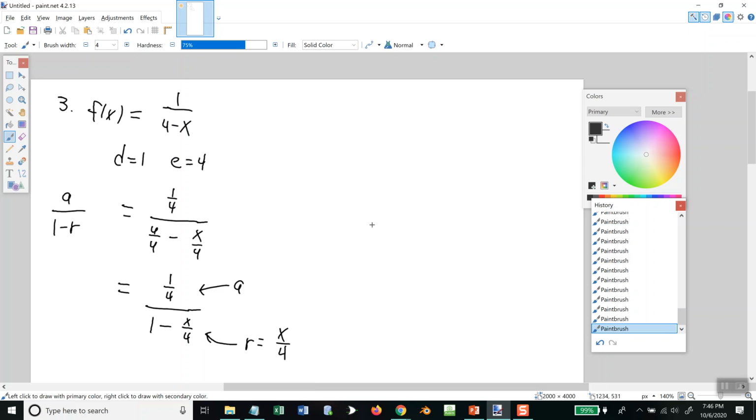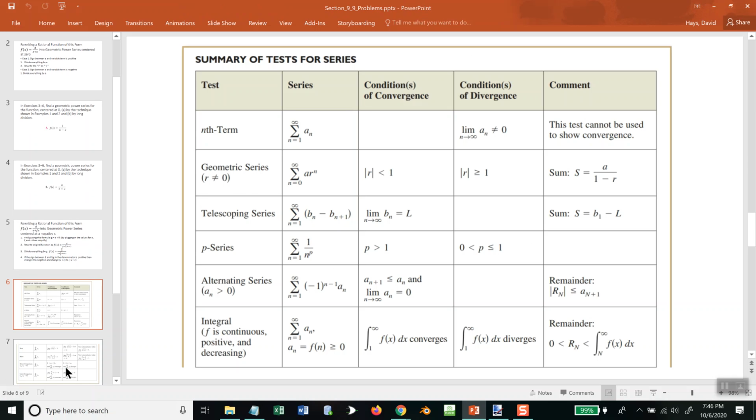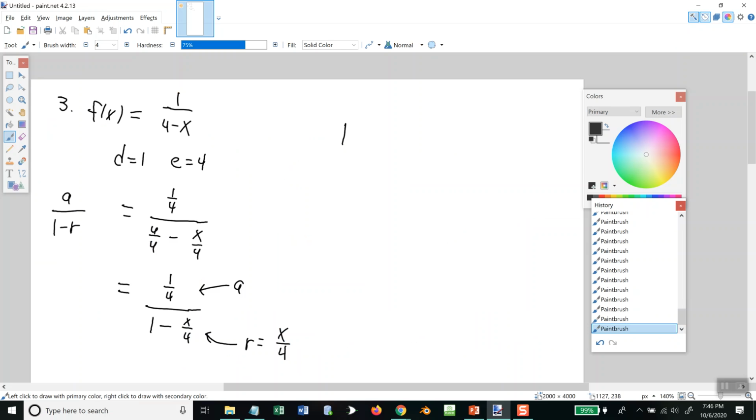Actually, I have this in the PowerPoint. I decided I got tired of flipping around. There's a over 1 minus r. Okay, and so the condition for convergence, if you're talking about geometric, is the absolute value of r is less than 1. Now, these are a little bit easier than the last section because we don't have to check the endpoints. If it's geometric, that's all we have to check. We just said r was x over 4.